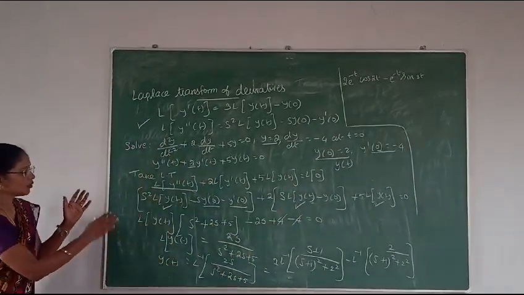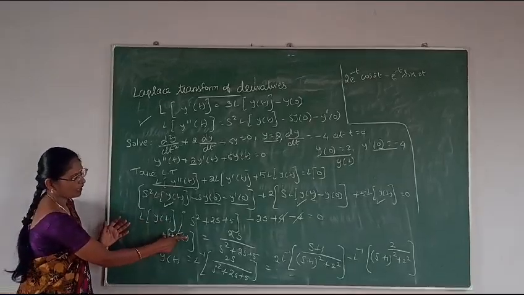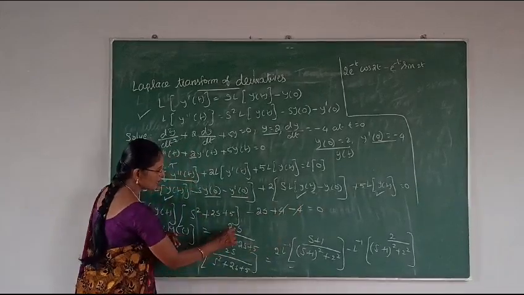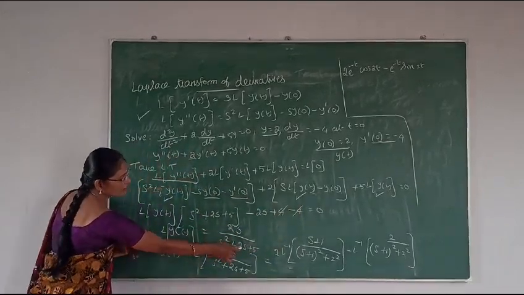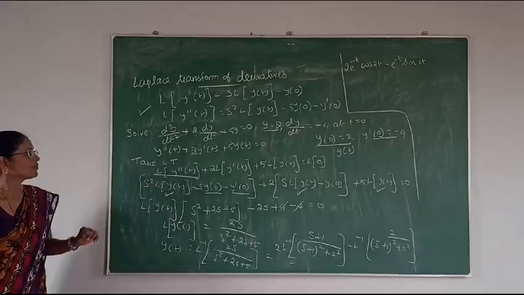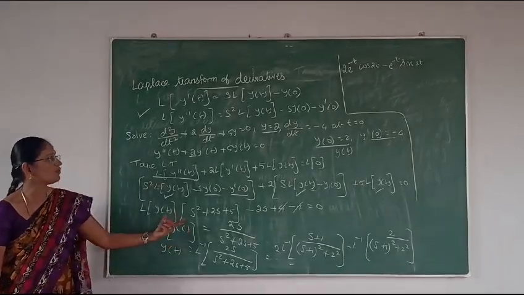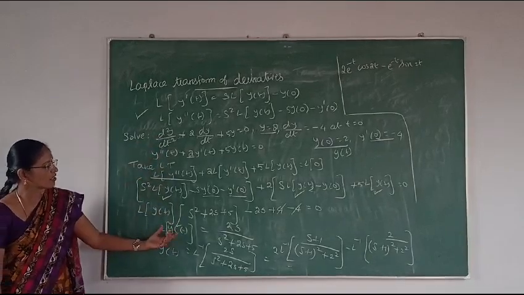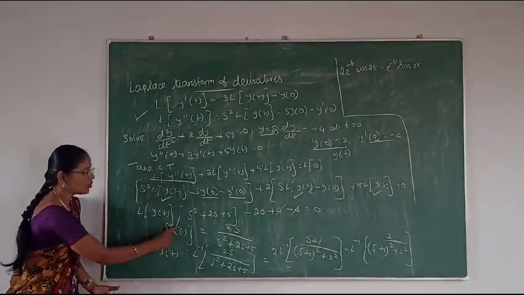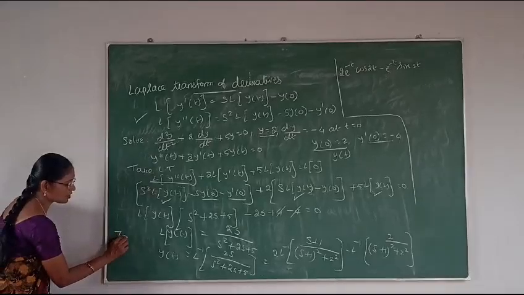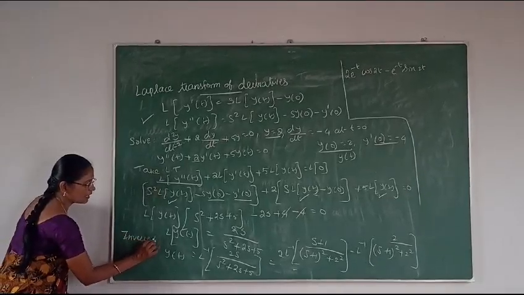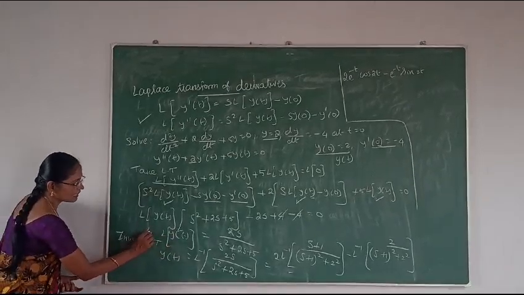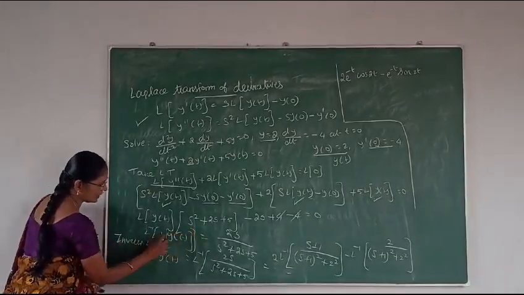Then you keep L of y of t on one side and the remaining terms on the other side. These 4 get cancelled. We get 2s divided by s square plus 2s plus 5. Now we want to find the value of y of t. First you took the Laplace transform. Now you want the y of t answer. For that you apply inverse Laplace transform on both sides. By applying the inverse, this L and L inverse get cancelled.